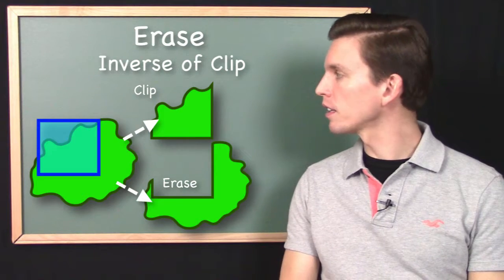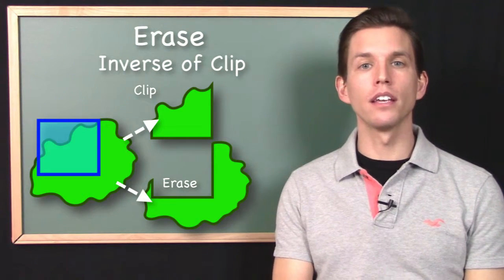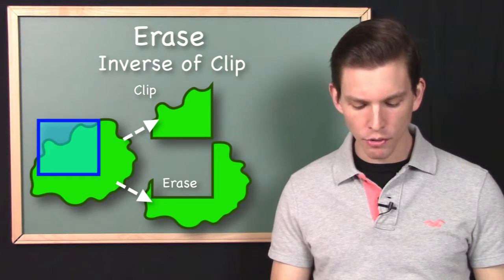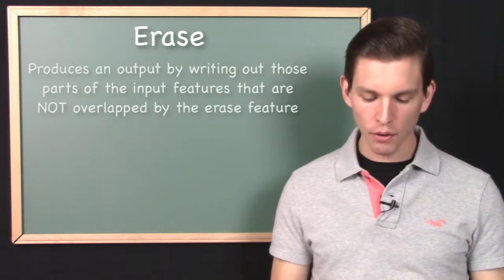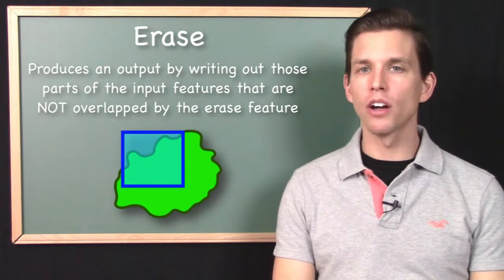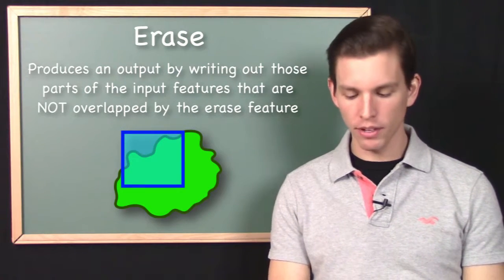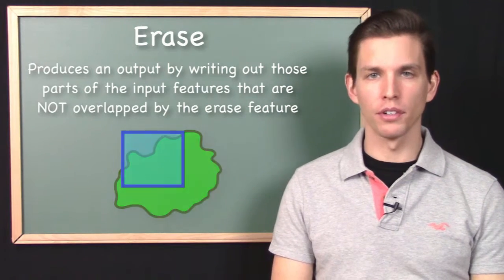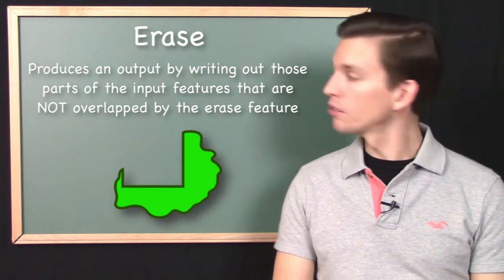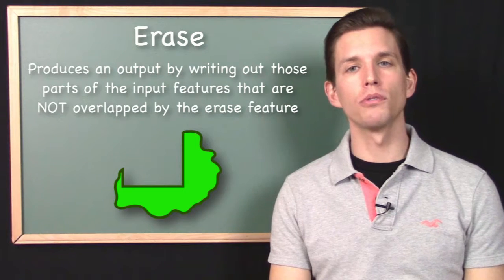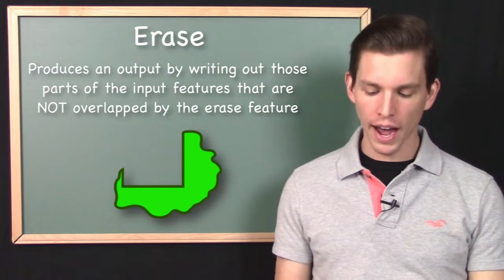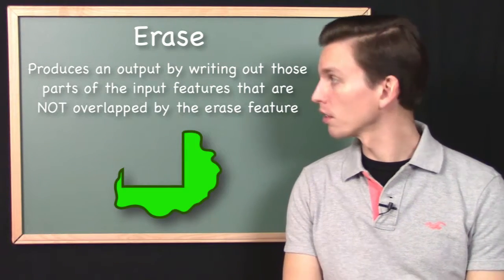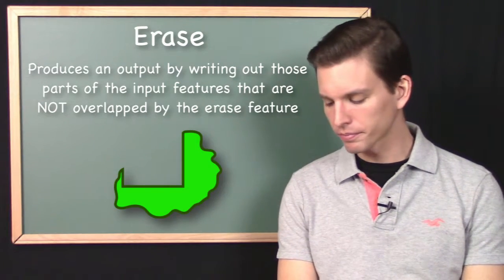Well, that's where Erase comes in. So instead of being the clipping feature, here in the Erase tool, this is the Erase feature. So Erase is going to produce an output data file by writing only those portions of the input data file, the input features, that are not covered by the Erase feature. So basically you can use the Erase tool to knock a hole out of the data set. So it's the inverse of clip in this particular way, and you can see that clearly here.